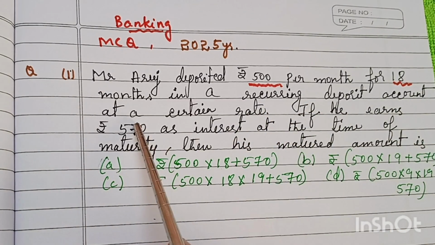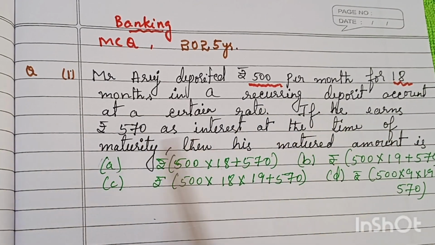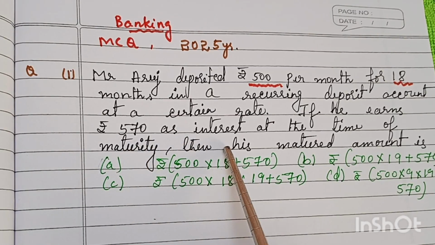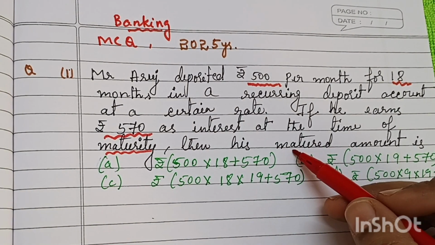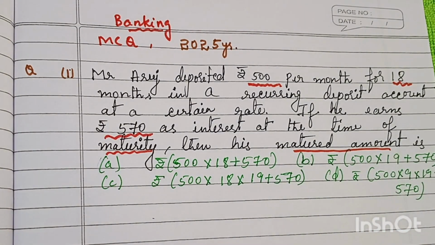Recurring deposit account at a certain rate. If he earns ₹570 as interest, so the interest value is also given in this question. At the time of maturity, we have to find the matured amount. First write what information is given in the question. How much information is given here?